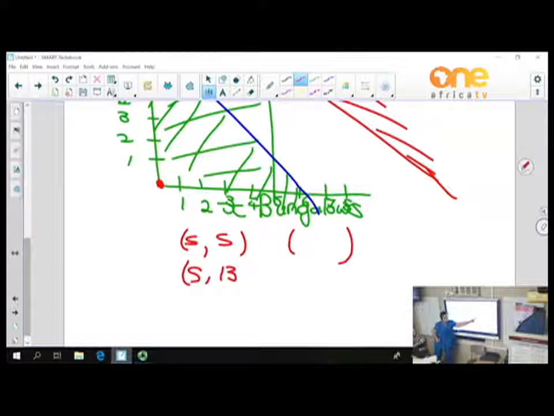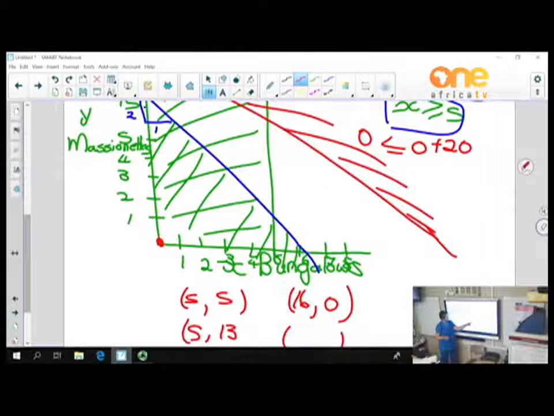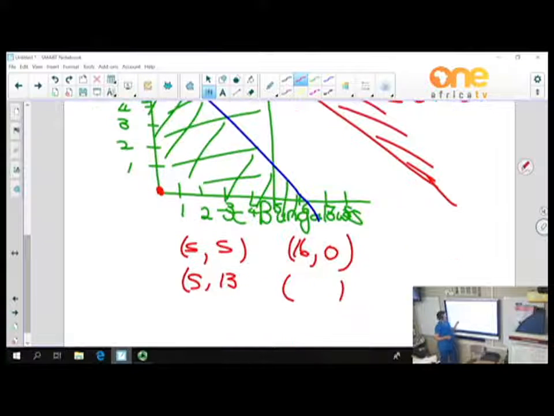Yeah, here where it cuts the x-axis, this point here. 16, 0. And the other point there at the top, here must also be a point. It shouldn't be 0, it should be a number here, 6 or 7. 7, 0. Okay, now the question is, what is the greatest number of dwellings that he can build?